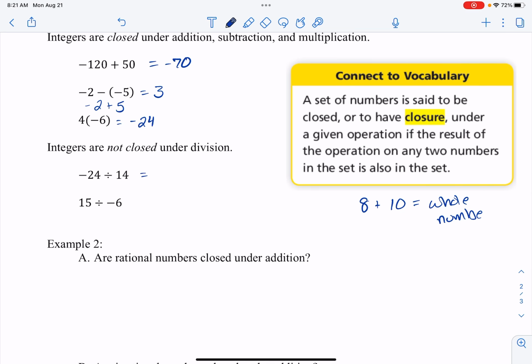If I take negative 24 and divide it by 14, that doesn't go in evenly, so I don't get an integer. I get the fraction negative 24 over 14, which simplifies, let's see, divide by 2, negative 12 over 7. Not an integer, hence not closed.